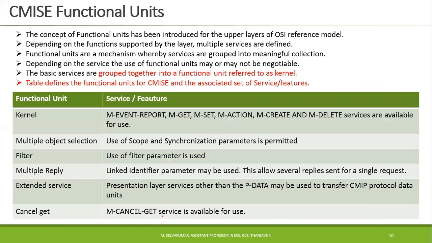Next are the CMISE functional units. The concept of functional units has been introduced in the upper layers of the OSI reference model. Depending on the function, multiple services are defined. This table describes the functionality of CMISE and the associated set of service features. Functional units are a mechanism whereby services are grouped into a meaningful collection. The use of functional units may or may not be negotiable.